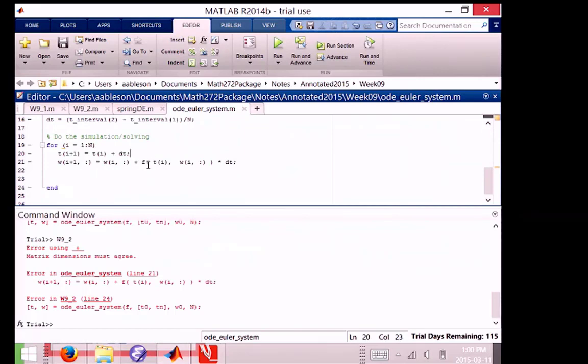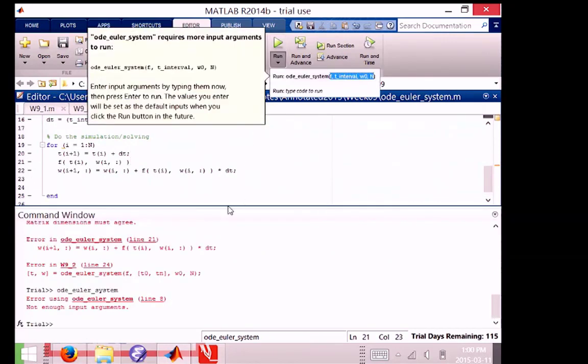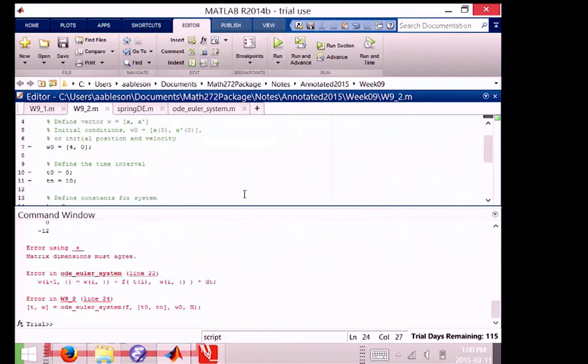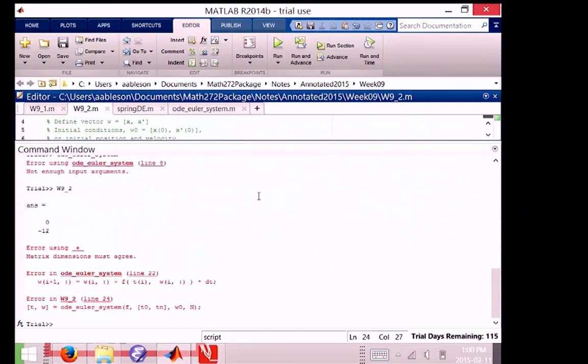Actually, honestly, if I was going to debug this myself, which we might as well do right now, I would just take all this stuff out and just print it. So put it in here without a semicolon. We'll try to run it, and of course we can't run a function, so we go back to our main script and run that. And there we go. This is what our spring differential equation is giving us back. It's velocity, acceleration.